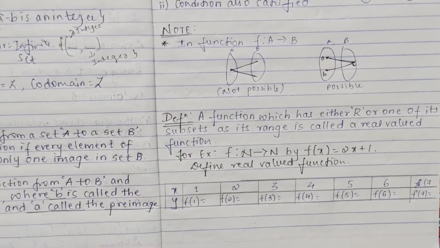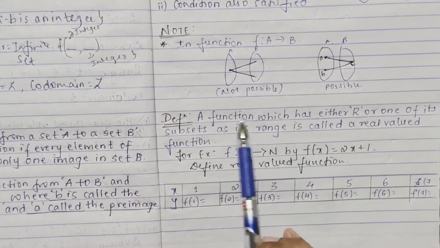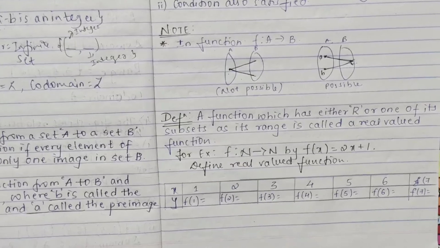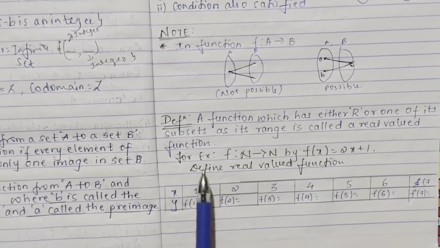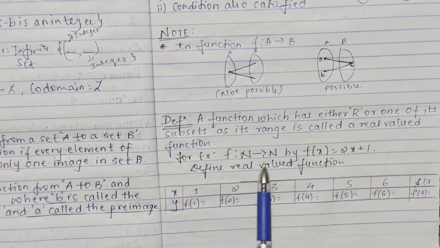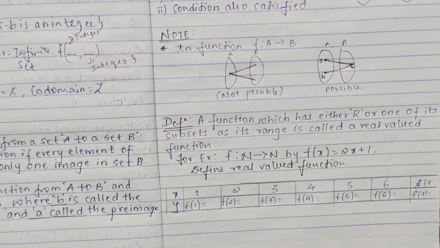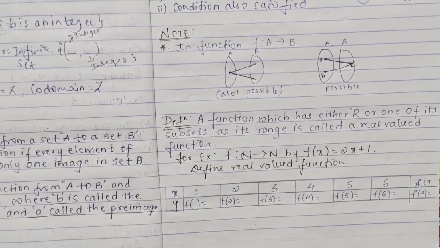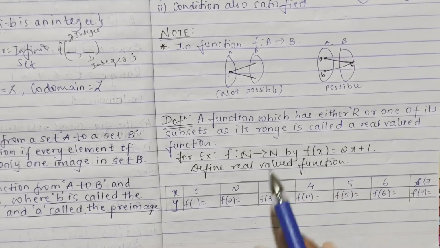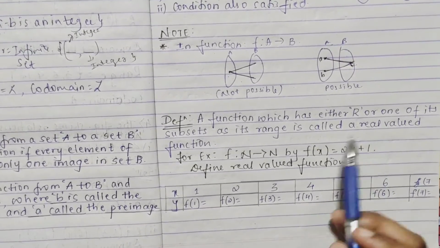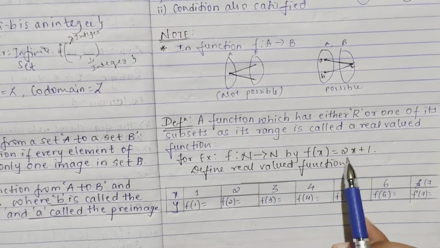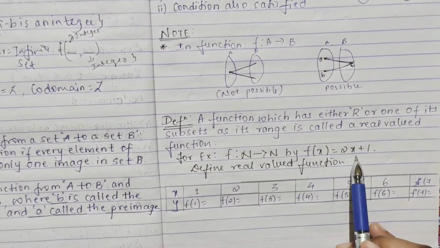So what I explained, real valued function, the same definition: a function which has either R or one of its subsets as its range is called a real valued function. For example, f from N to N, natural numbers to natural numbers only, because whatever you're putting, whatever answer you get is a subset of its domain itself. Okay, the function they have given is 2x plus 1.